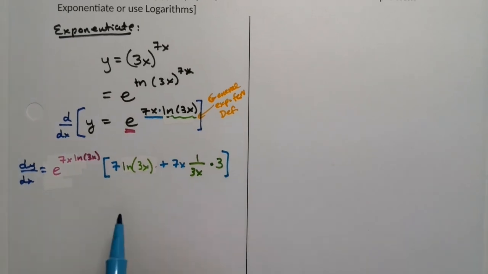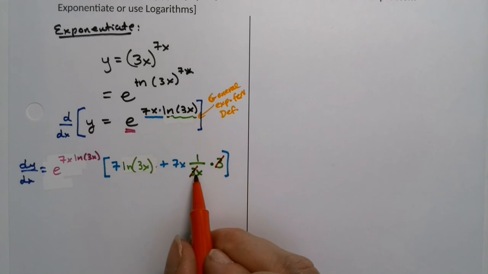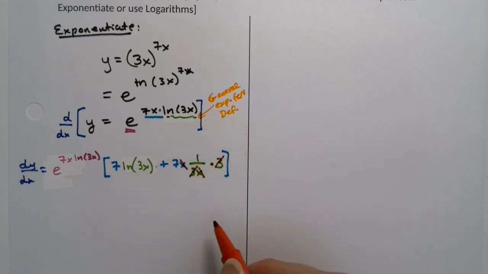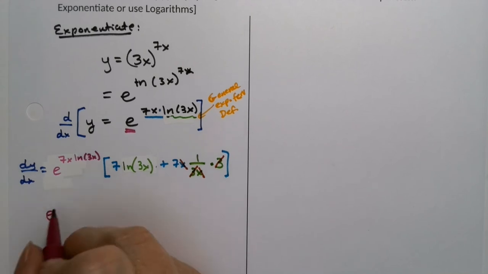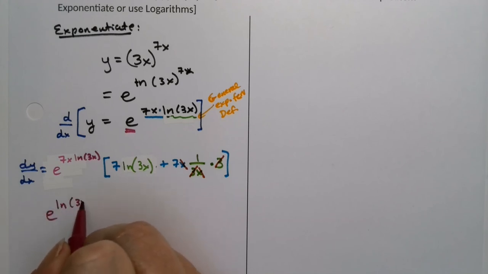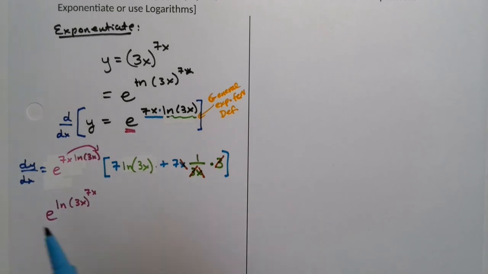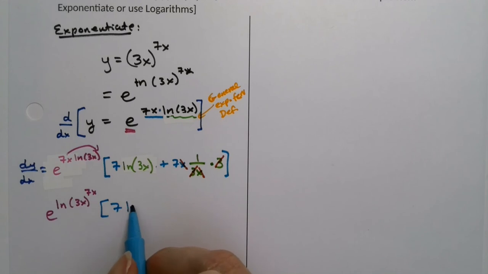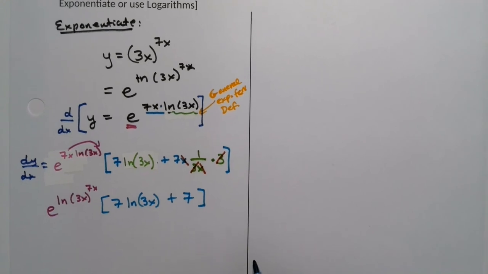Then I can simplify this down a little bit. For starters, you have a 3x here and a 3 here, so those 3's go away. You have an x here and an x here, so those go away. You're just left with 7 back there. Then I can rewrite e to the natural log of 3x to the 7x, popping that 7x up there, times 7 natural log of 3x plus 7, because that's all that's left in this back term.